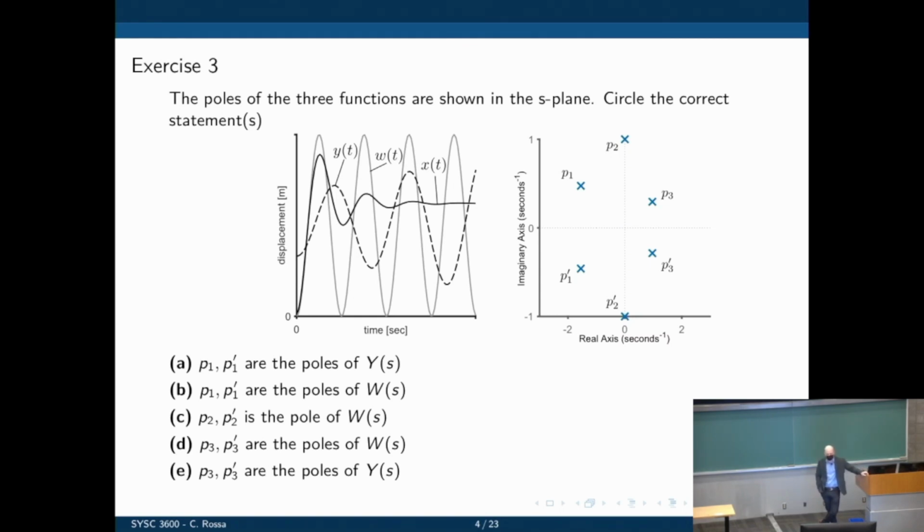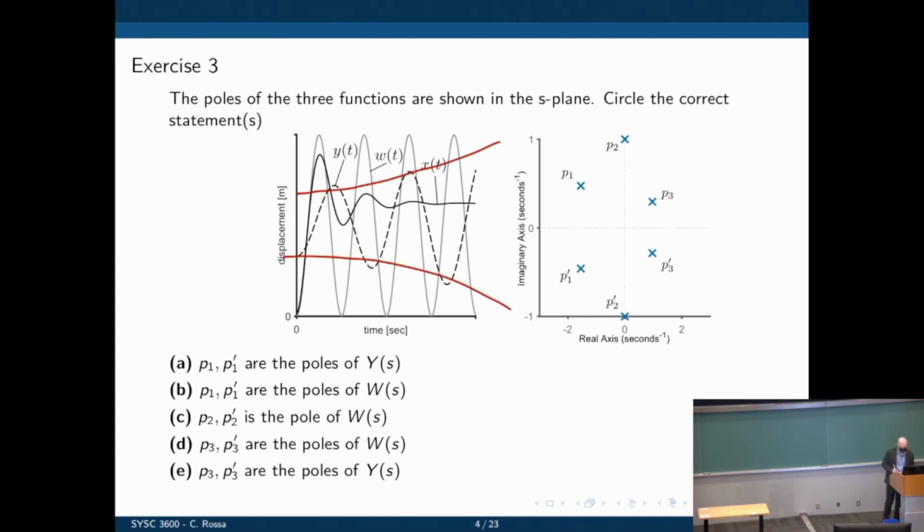So Y of t is unstable, but we can say more formally that the problem here is that the real part of P3 is positive. And if the real part of P3 is positive, the exponential associated with it increases over time. And you can see that in the waveform of Y of t. There is indeed an exponential here that is bounding the signal. And this exponential is indeed growing. Another thing we can say is that this signal Y of t has an imaginary part because it has a sinusoidal component to it, and that is exactly what we see in P3.